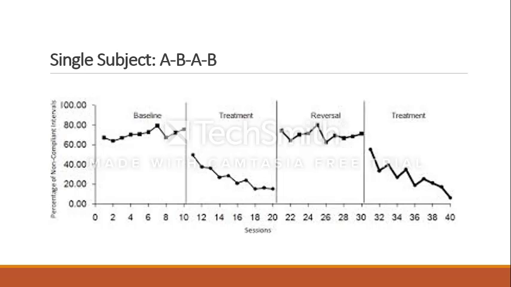So in this, maybe something like counseling is your treatment, and the baseline is no counseling received, and the reversal is no counseling received. And the thing that you're looking at is how often do they feel depressed. So they're feeling depressed about 70% of the time during the baselines and the reversals, and much lower, and you can see dramatically that it's going down for both the treatment phases.